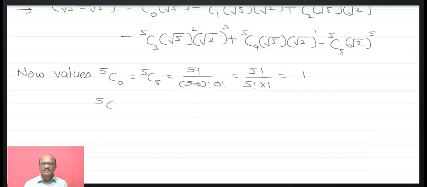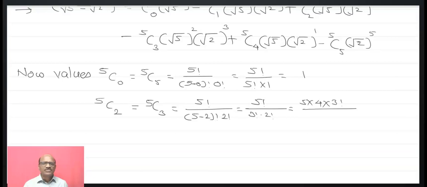Now next, 5c2 is equal to 5c3, 5 factorial upon (5 minus 2) factorial into 2 factorial, that is equal to 5 factorial upon 3 factorial into 2 factorial, which is equal to 10.